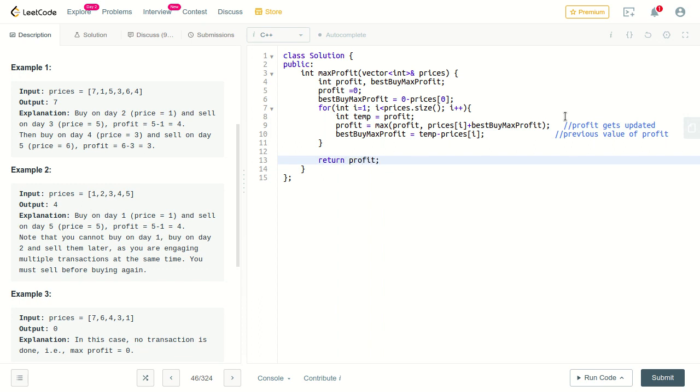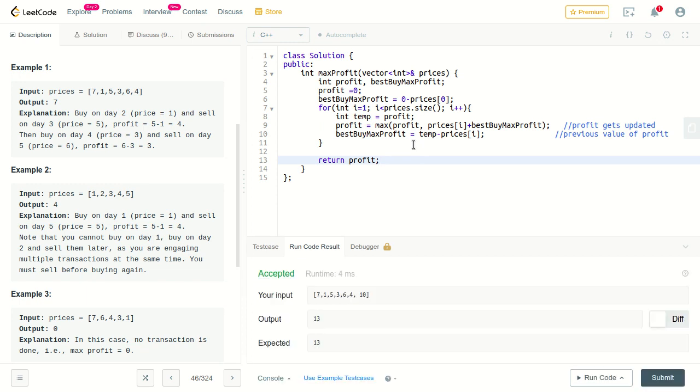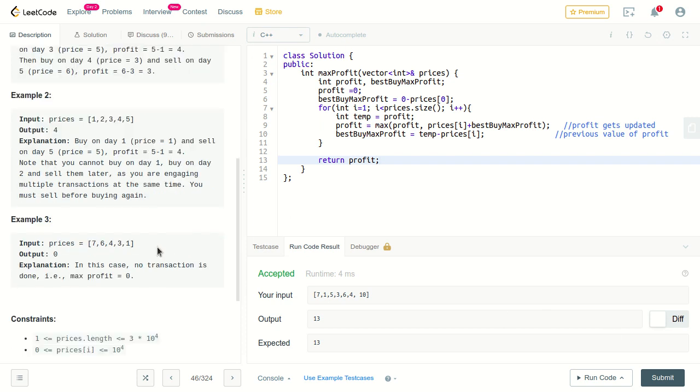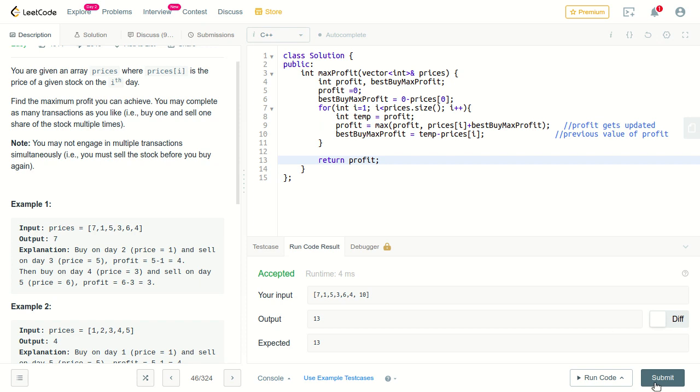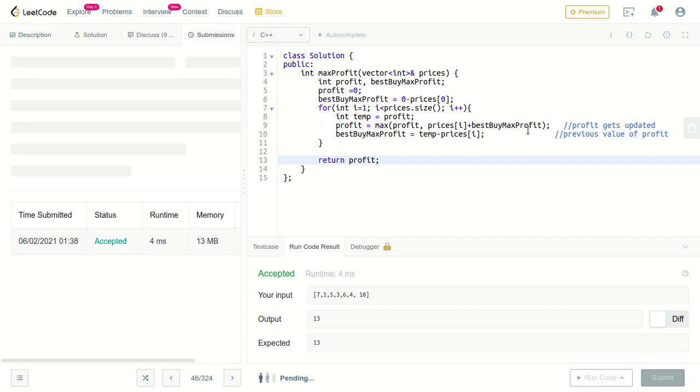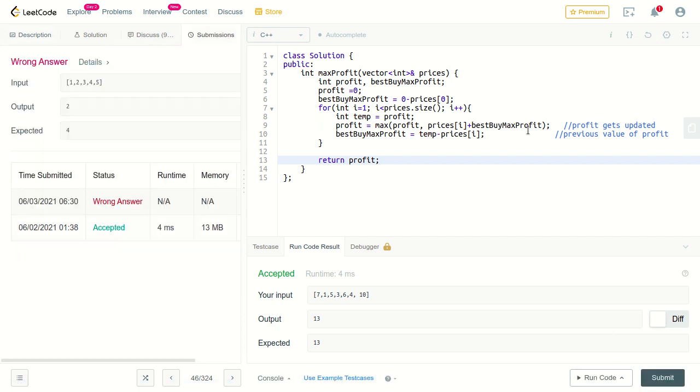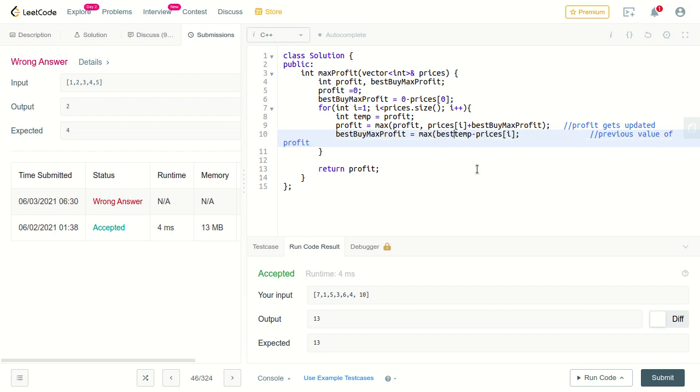Let's see. Okay, it seems it has run well now. Let's go and submit. Wrong answer, it gives the wrong answer. Okay, yeah, definitely we have not compared it yet. So the max of the previous best buy max profit and the current one.